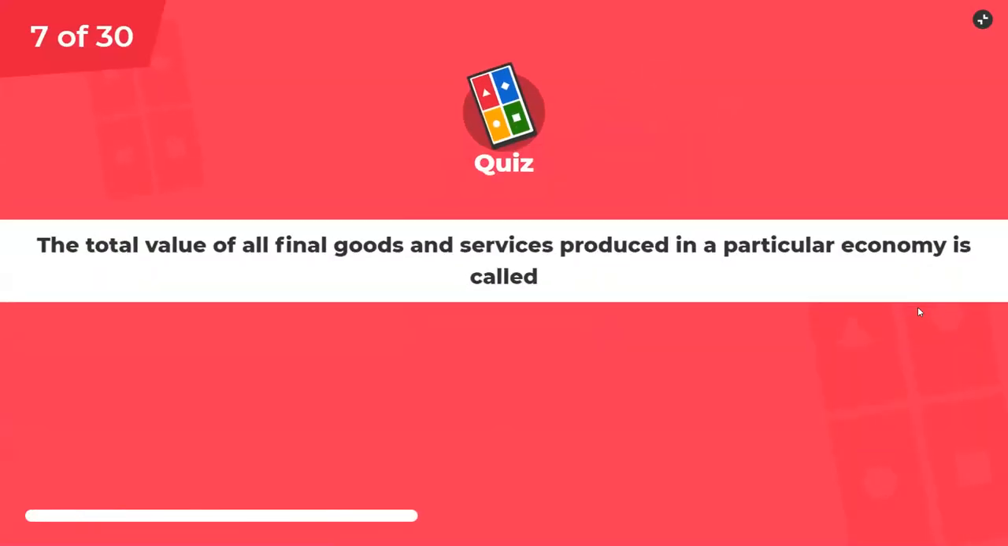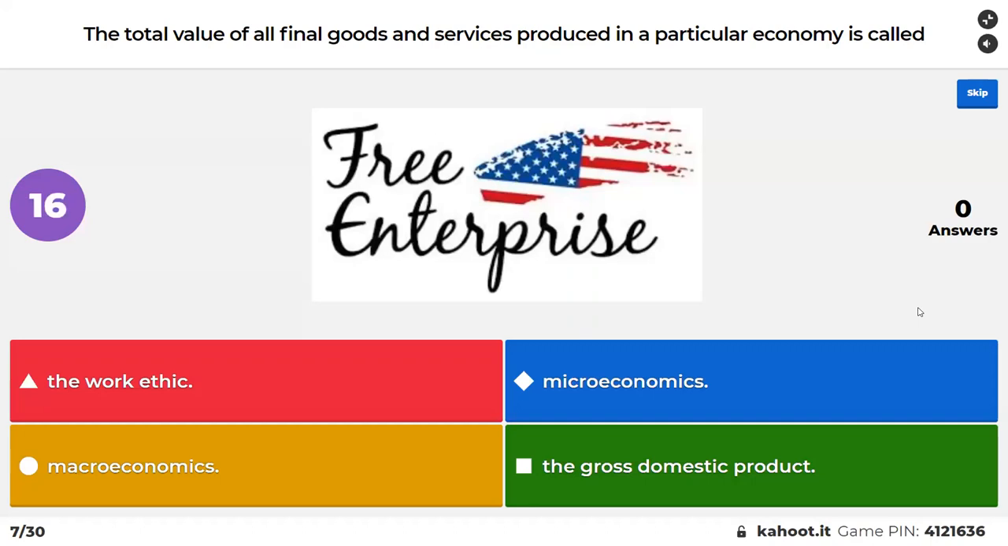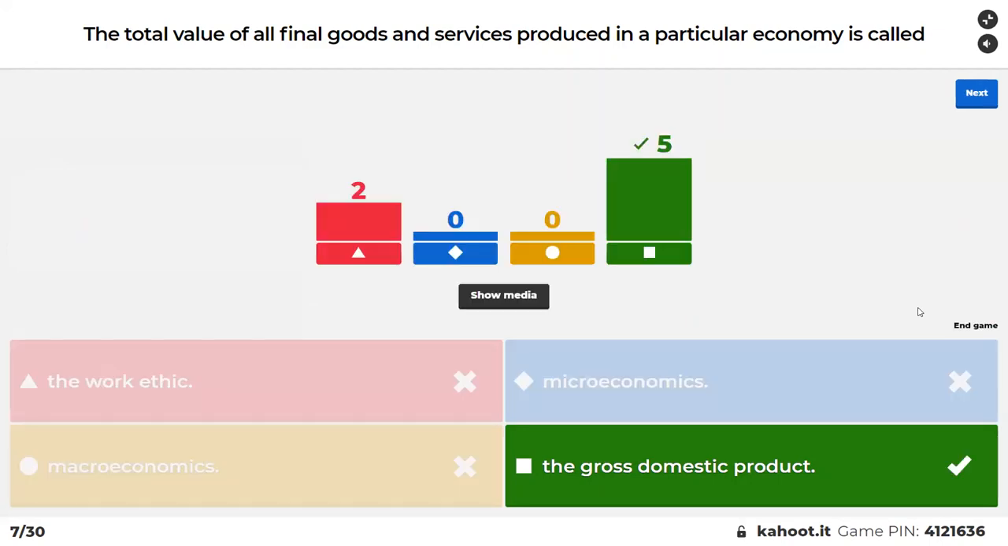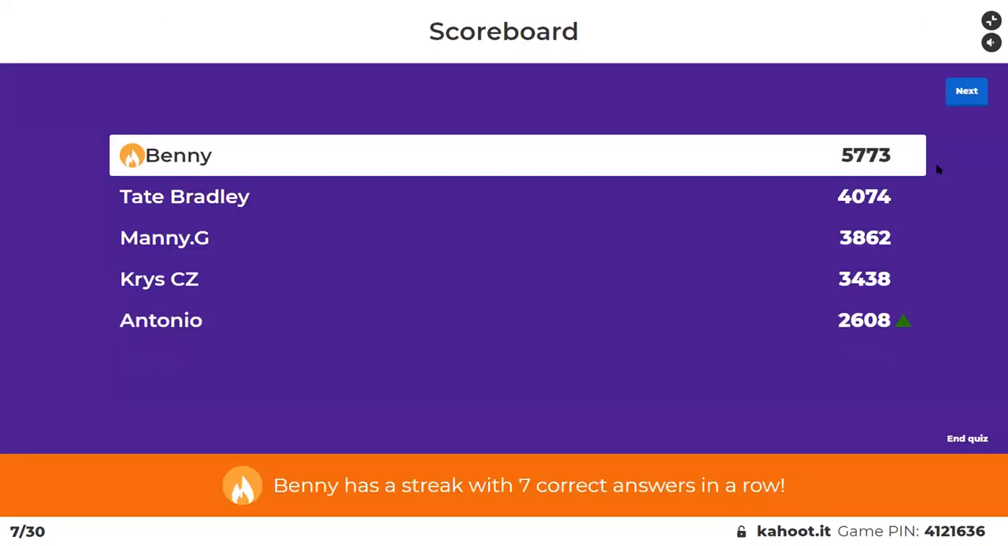Okay, the total value of all final goods and services produced in a particular economy is called what? This is our number one economic indicator. Gross domestic product, good. So gross domestic product are all new goods and services produced in a country in a year. And that generally comes out on a quarterly basis. So every 3 months, we'll get an update on the GDP. That is our best economic indicator of whether we're growing, contracting, or staying the same.